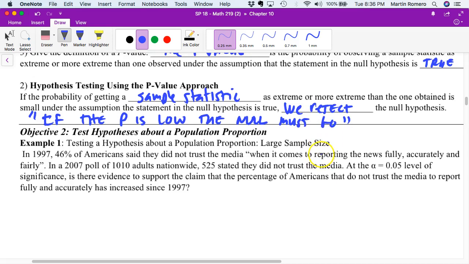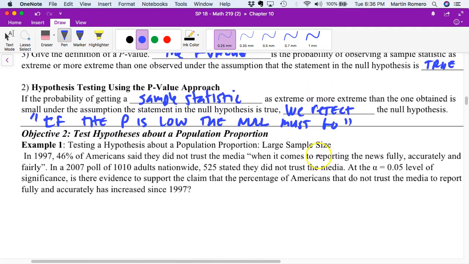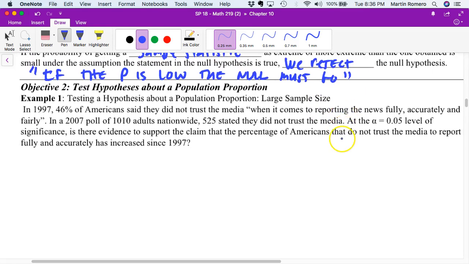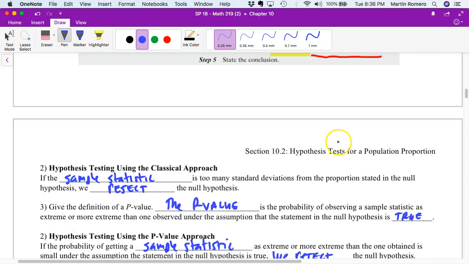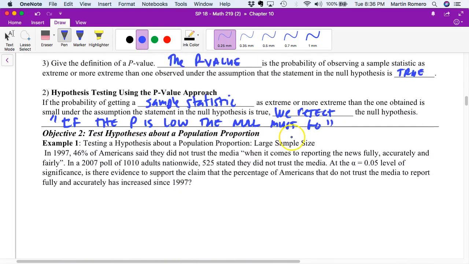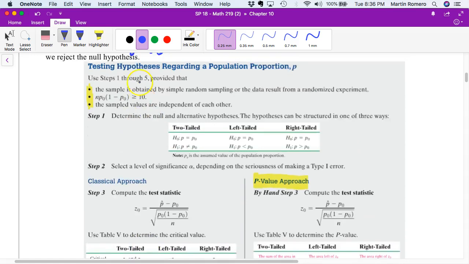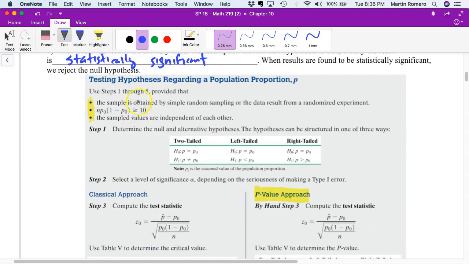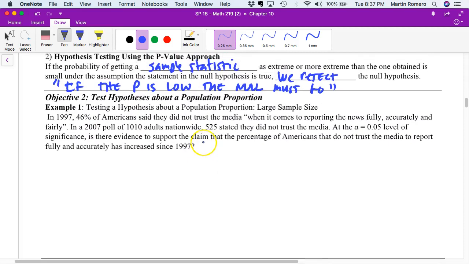So let's go ahead and do our first example here. That would be a phrase we use. So let's go ahead and actually run a hypothesis test and get an idea of what we're going to do. We have the steps here that we need to refer to. Step one is we're going to assume all the conditions are met as outlined here. Okay, these conditions are met. Let's go ahead and write the null hypothesis and alternative.